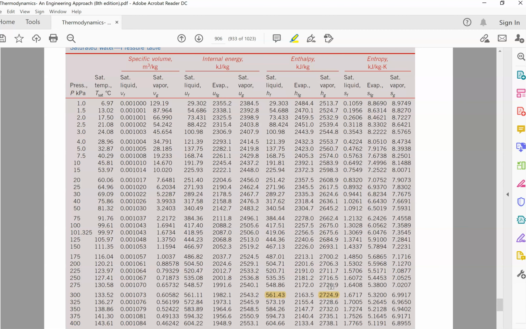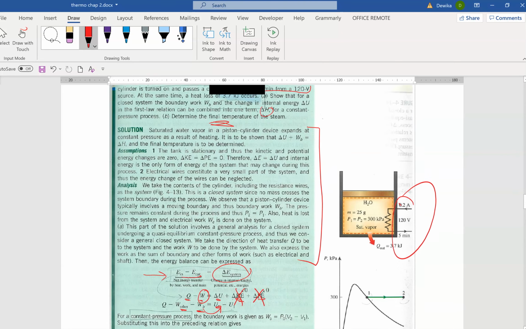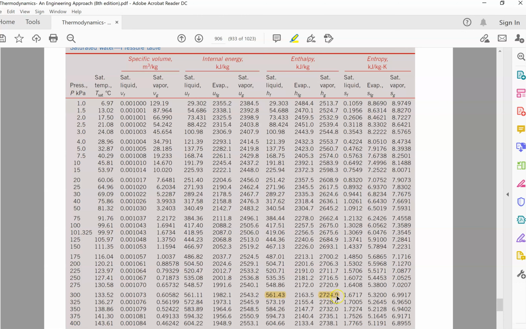What does the question say? Saturated liquid or saturated vapor? Revisit the question. It's always okay to revisit the question. I see, the question says saturated vapor. So you go back to here. You have to take the 2724. Don't take your 561, because this is for saturated liquid, right?